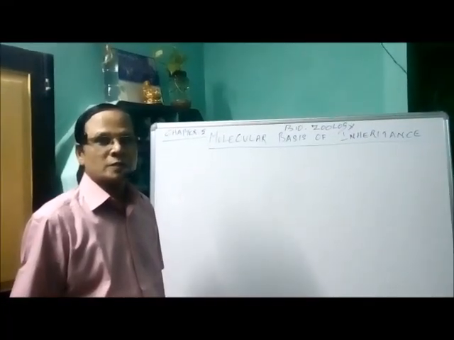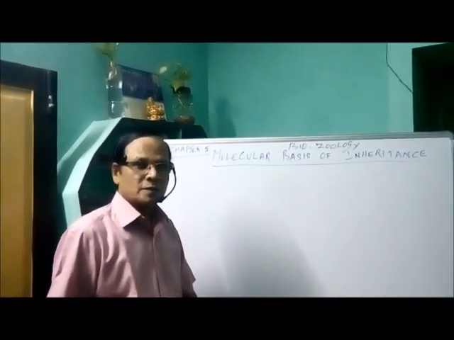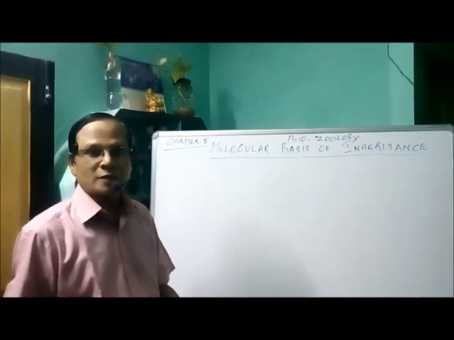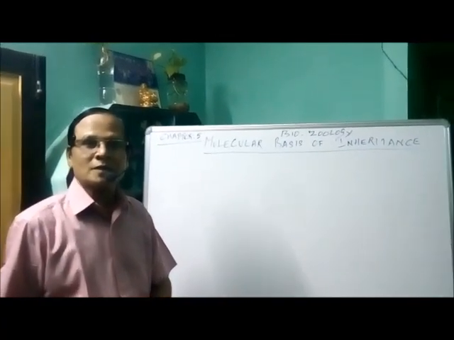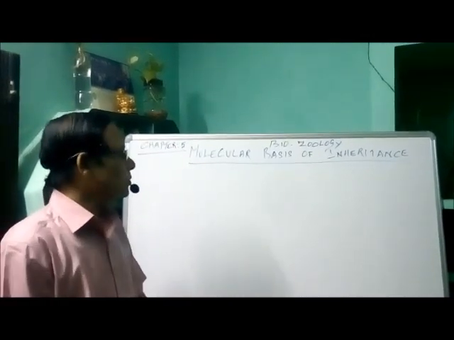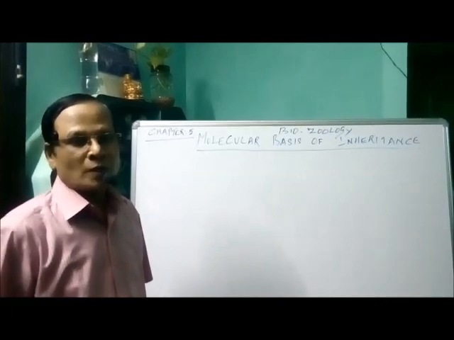Hi students, we have completed the inheritance, what is called the classical genetics, under which we studied the cytoplasmic inheritance in the last class. That lesson is over. We have to go for the molecular basis of inheritance in zoology, chapter 5.